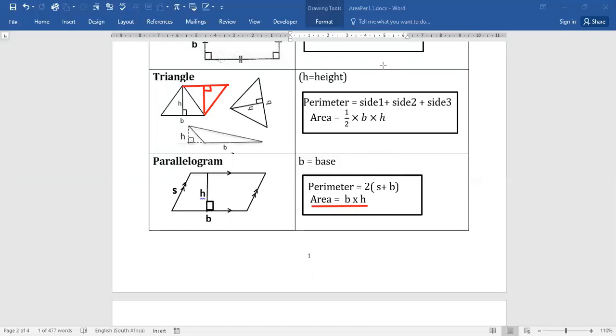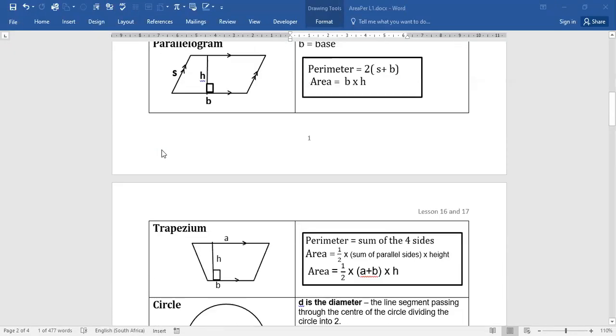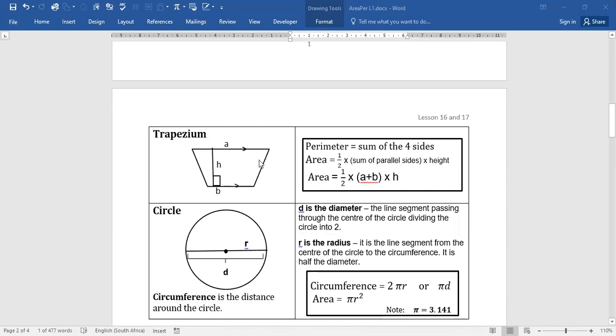So that's your parallelogram. Now we're looking at 2 other shapes. Your trapezium, the perimeter is the sum of all the sides, the distance around. Your area is half times, normally it's base times height, but in this case it's half times the sum of your parallel sides. You add your parallel sides. In this example, A plus B. Half times A plus B times height. So half times the sum of your parallel sides times height.